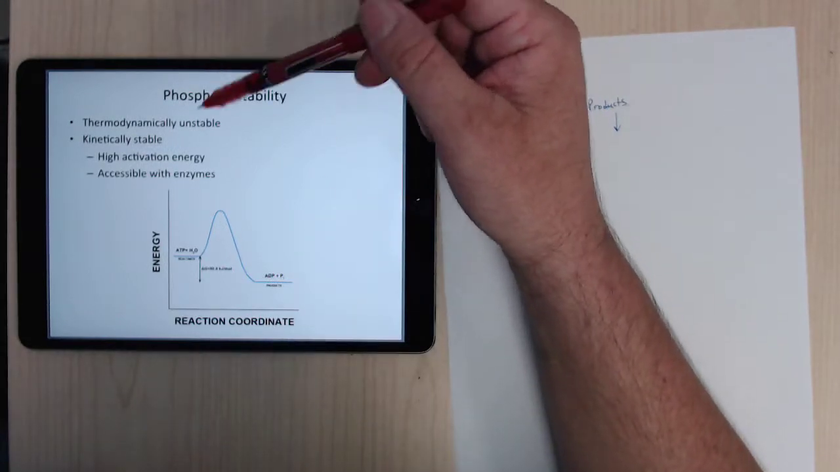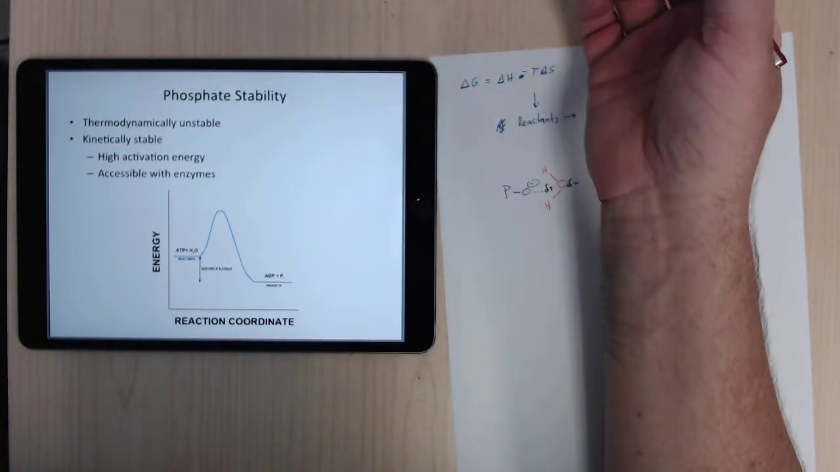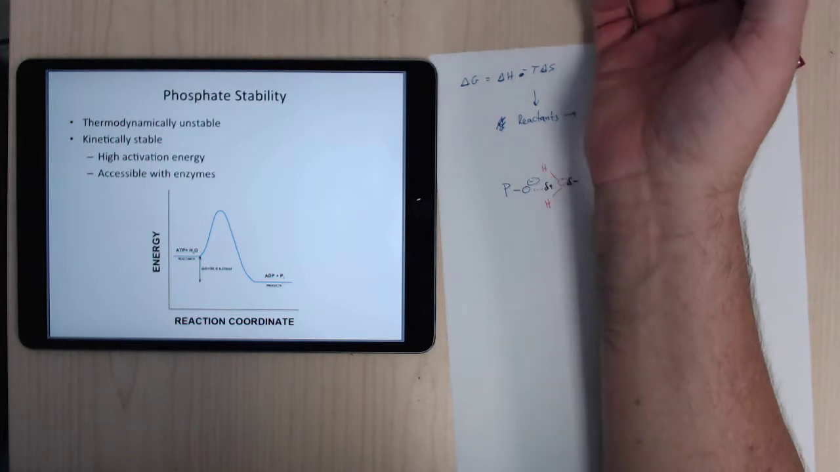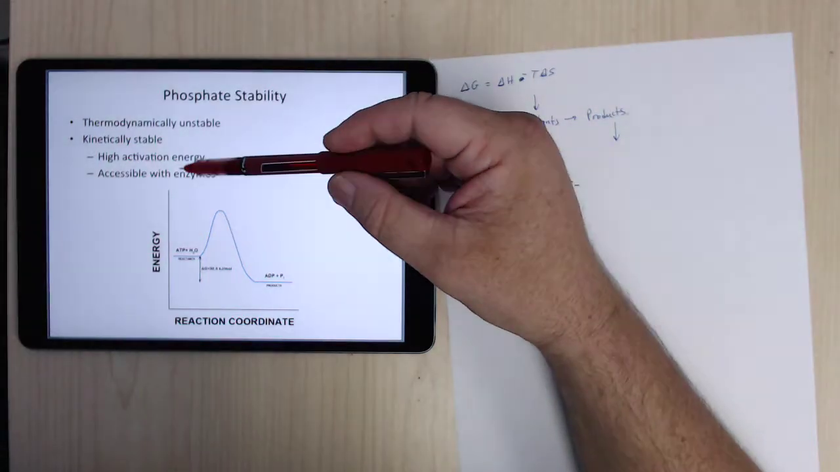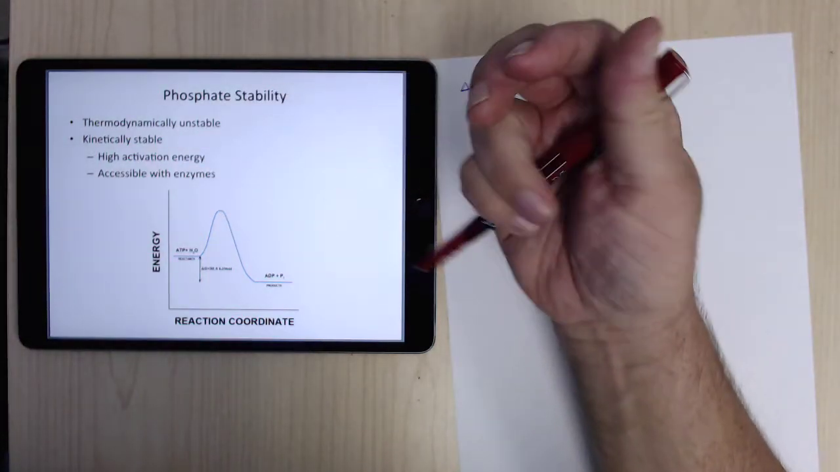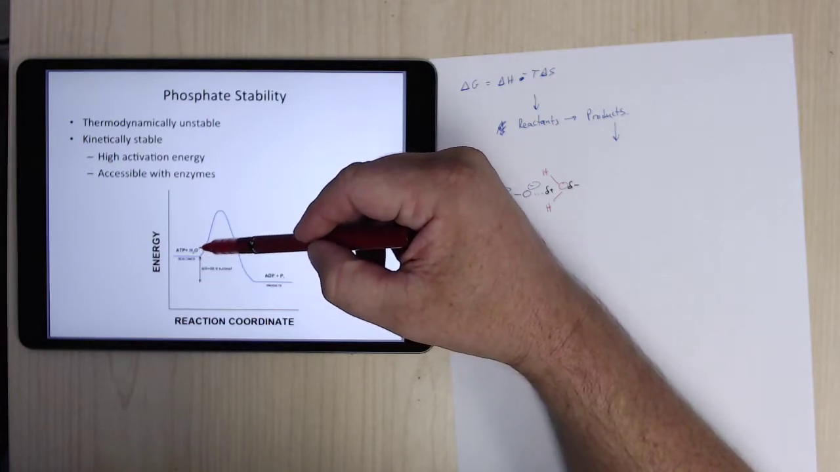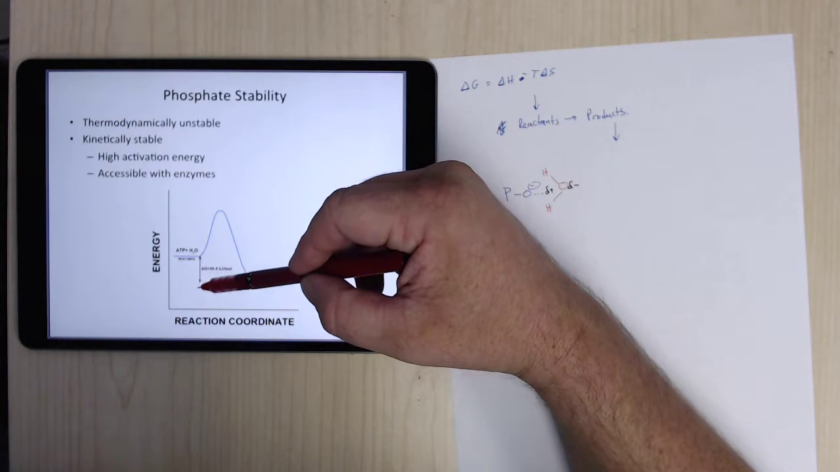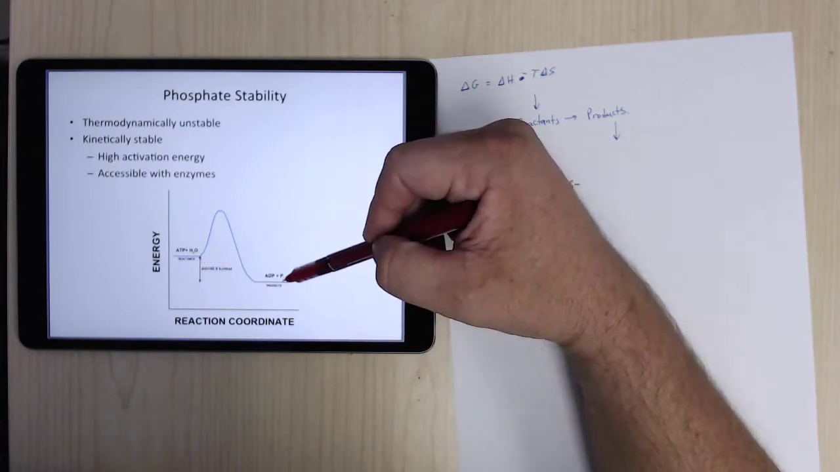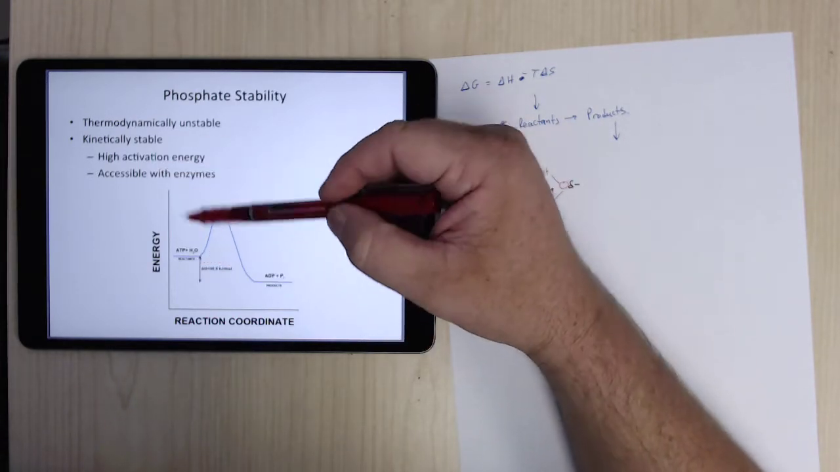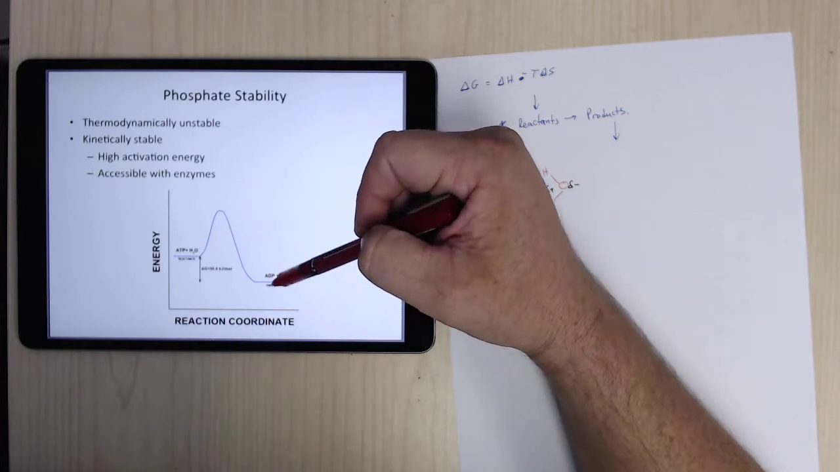Okay, so phosphate stability. We have this really high energy molecule. Why doesn't it just fall apart in water? Well, it turns out that this is very thermodynamically unstable. You're going to lose 30 kilojoules per mole when you go from ATP to ADP, stuff like that, but there's a high activation energy to go between there, right?